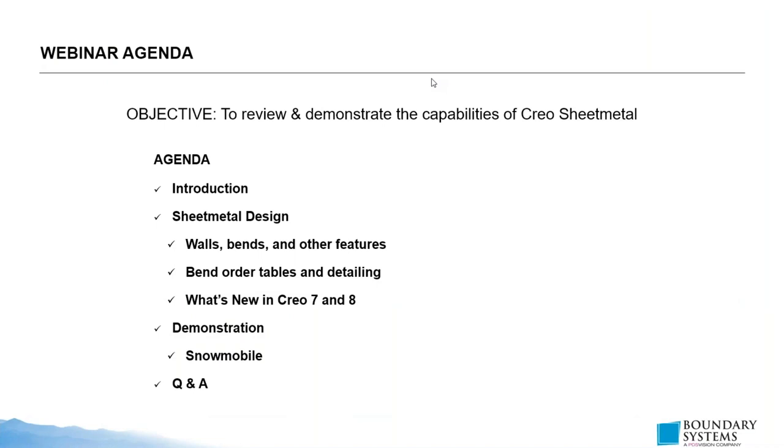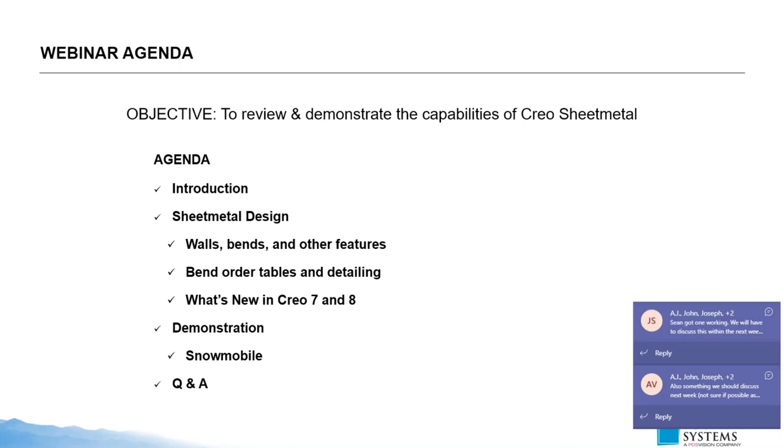So before we get started, just a couple introductory slides. First, this is going to be our agenda for today. We're going to talk about and review Creo sheet metal design. To do that, I'm going to start out with just a brief introduction to myself and Boundary Systems. I'll then jump into sheet metal design, and I will do a brief introduction on sheet metaling. So what sheet metaling in Creo actually is, how it's going to be used, what it's used for, and some basics on how to use it.